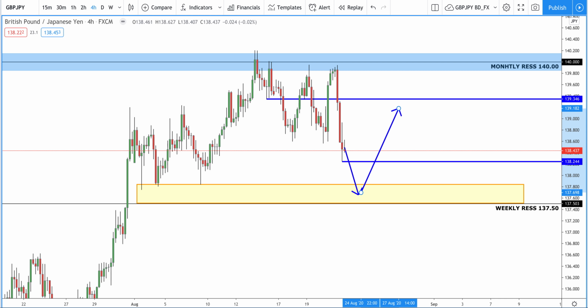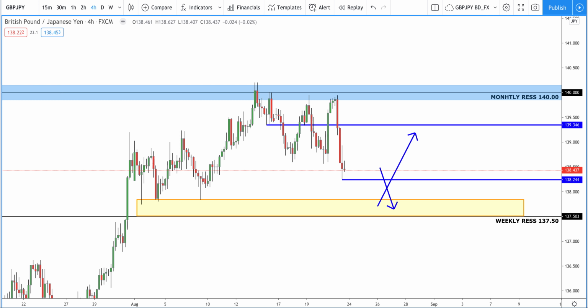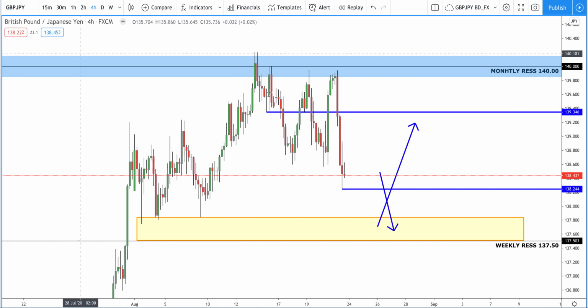GBP JPY, following on from last week's analysis, this is what I expect this week, which I'll get to in a minute. Last week I explained that if we could get a break of this level of support, which I knew we were going to do, then on a pullback we could look for a short entry. Now, the pullback was pretty steep.